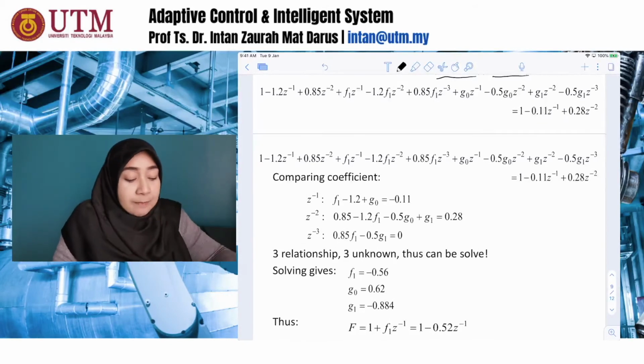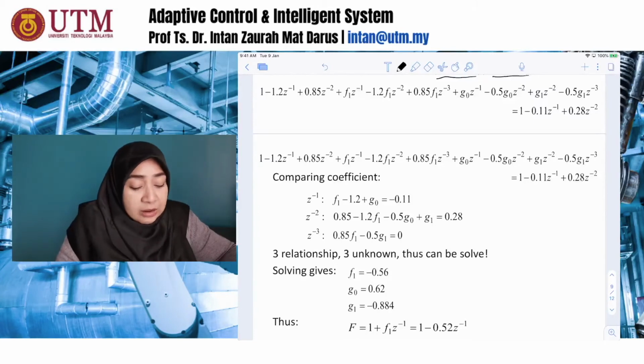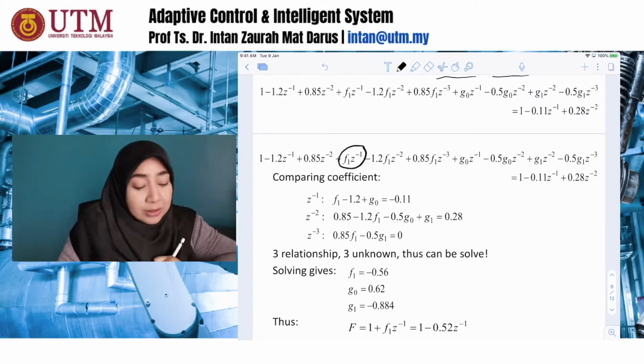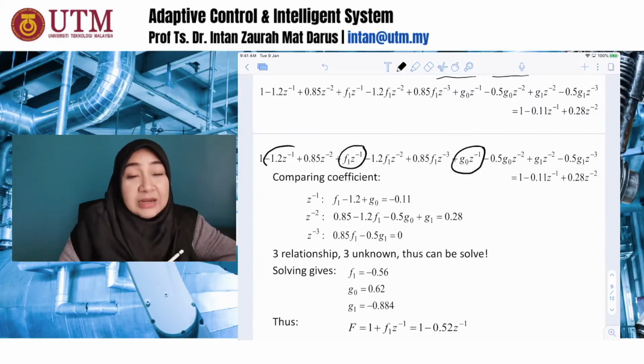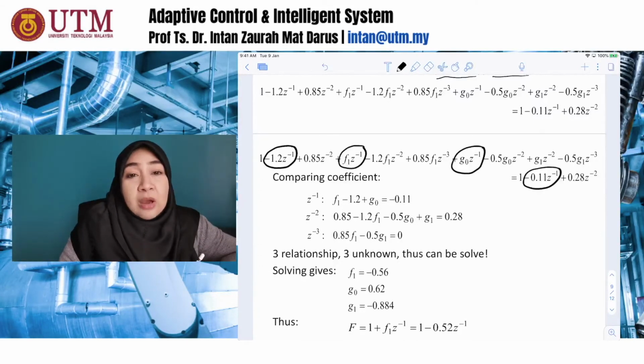When comparing coefficients, I'll compare z^-1 first. On the left hand side, I have F1, plus G0, and there's another term here, minus 1.2. So the equation is F1 minus 1.2 plus G0 is equivalent to my right hand side, which is minus 0.11. That's the first coefficient.